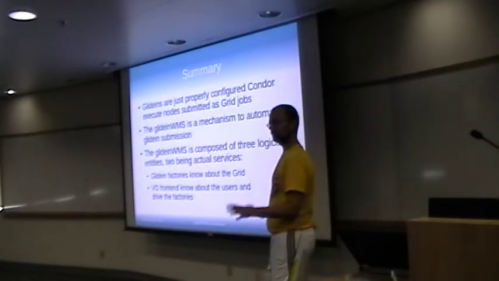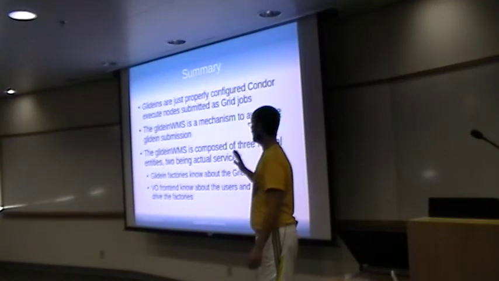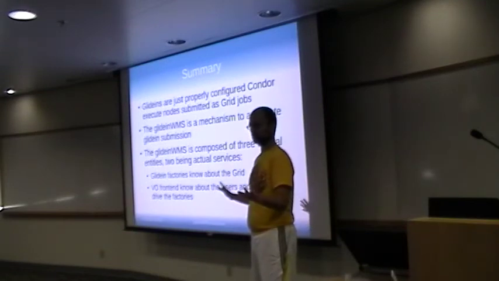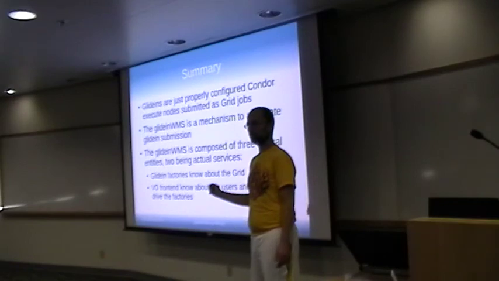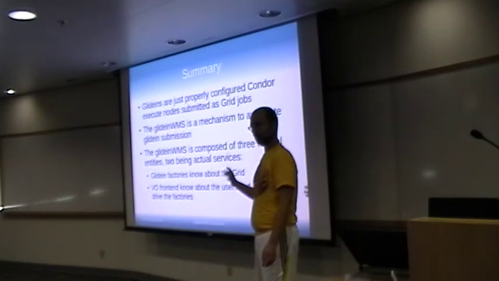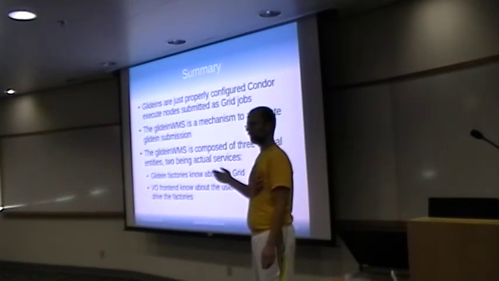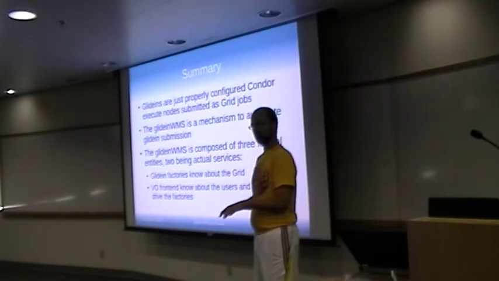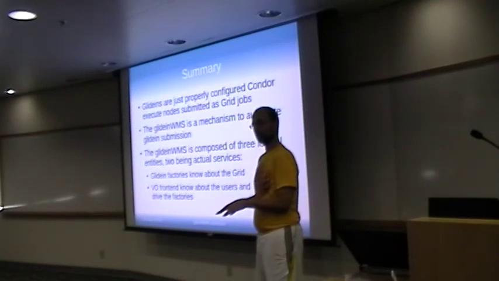Just a few take-home messages. Glideins are just properly configured Condor execute nodes submitted as grid jobs. There's no other magic about it. It's just standard Condor, just somebody needs to start it up on a grid worker node. The glideinWMS is just a mechanism to automate glidein submission. Again, nothing fancy. We just built something to automate it so you don't have to submit glideins by hand. Condor actually supports submitting glideins by hand. It's a lot less fancy than what we do, but you can actually do it. You don't need the glideinWMS to do that.